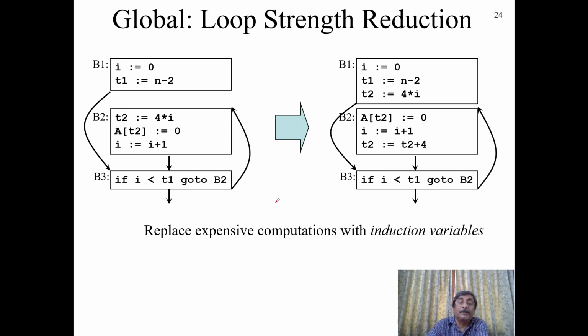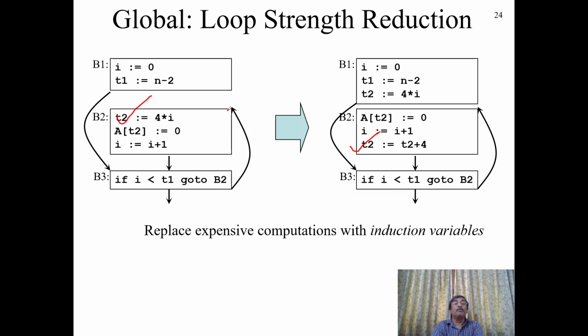Loop strength reduction. This is very interesting. And you see, first of all, T2 is equal to 4 into I. So what is this? I becomes 0, 1, 2, 3, 4, and T2 becomes 0, 4, 8, 12, 16. So while I increases by 1, T2 increases by 4. So if T2 increases by 4, then why should I multiply? I can say whatever T2 was, add 4 to that and set it as the new T2.